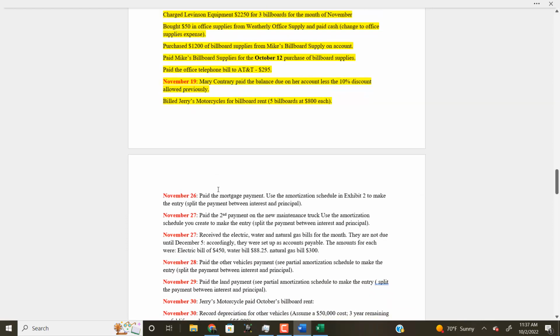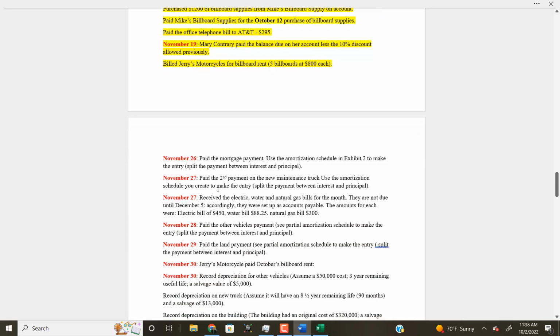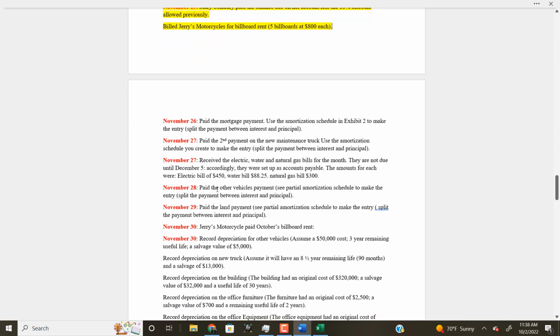What I want to do, well, I'll just leave it until the end. But just remember that we may have to go back and figure out where that thing went. It kind of disappeared, but I didn't save anything, so it should have just disappeared, period. On the 26th, we paid the mortgage payment and used the amortization schedule. It should say building mortgage payment.